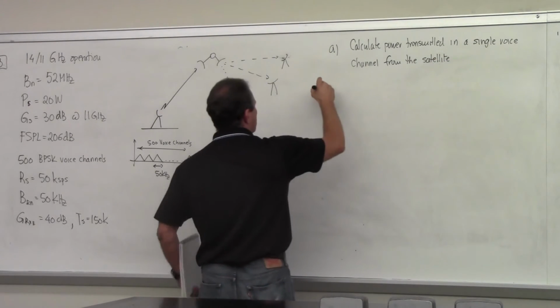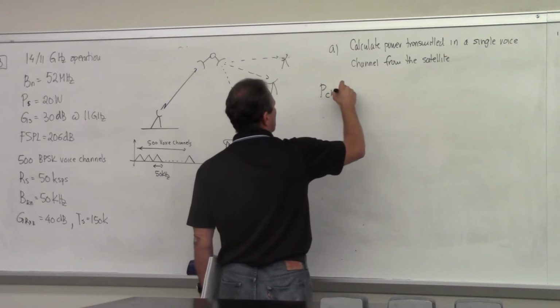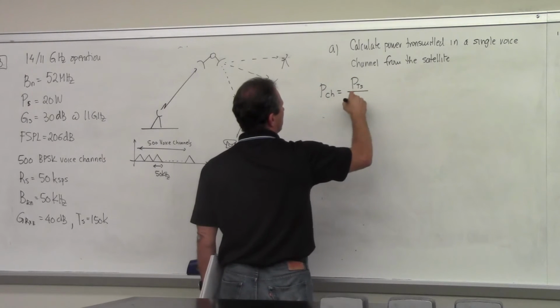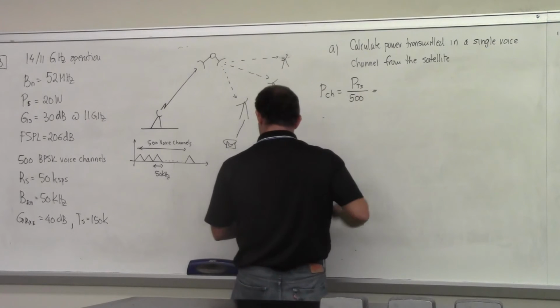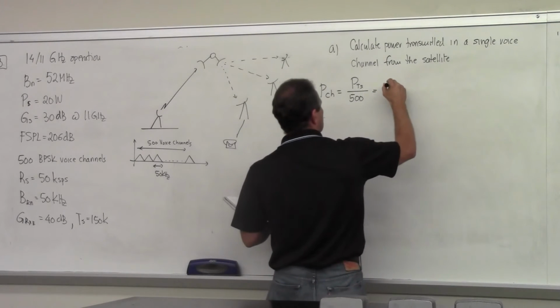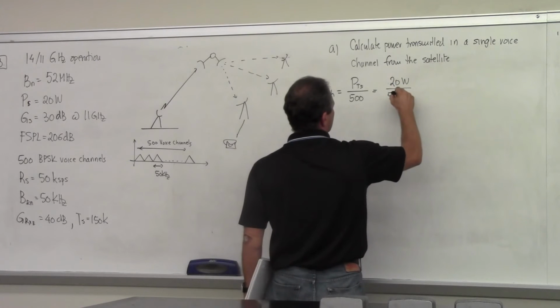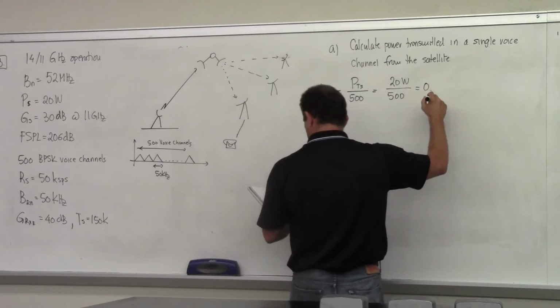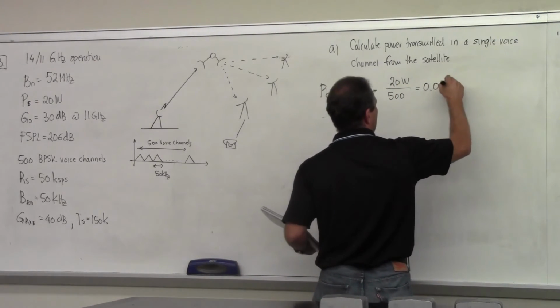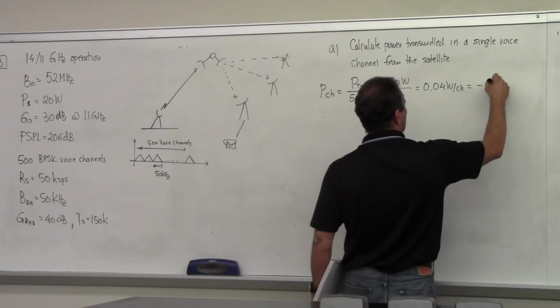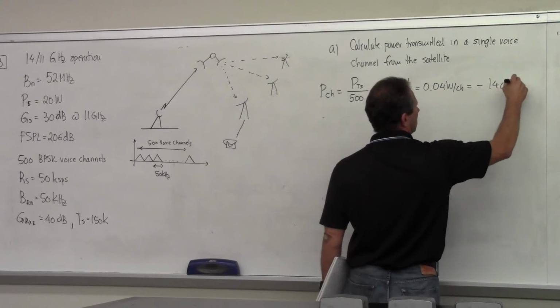So power per channel is going to be your total transmit power from the satellite divided by 500, because you have 500 channels. So this gives you 20 watts divided by 500, which is 0.04 watts per channel, which is minus 14 dBW.